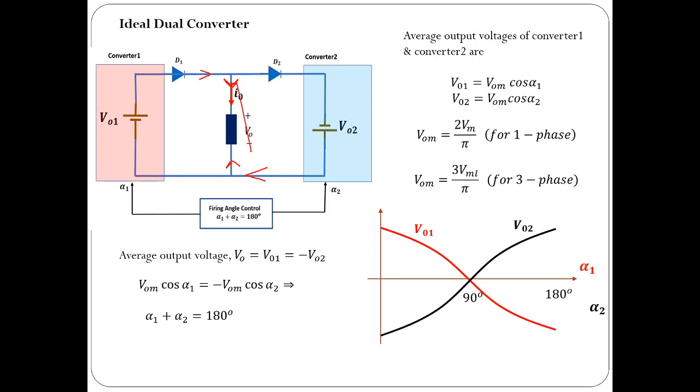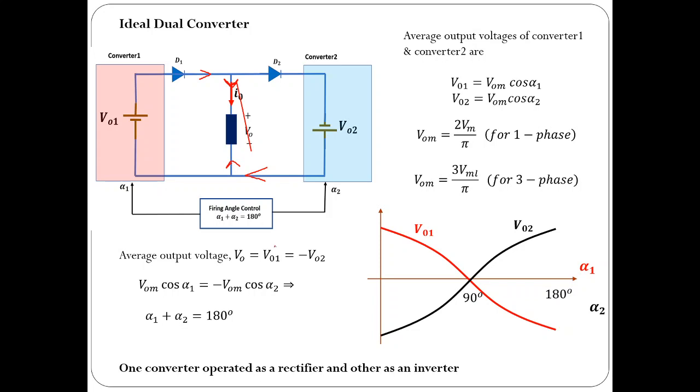So the converter operation would be either in the first quadrant or in the fourth quadrant. Similarly, if converter 2 is dominating, meaning converter 2 current injection is more dominant compared to converter 1, then in that particular case, operation in the second and third quadrant is possible. So this is about the ideal dual converter.